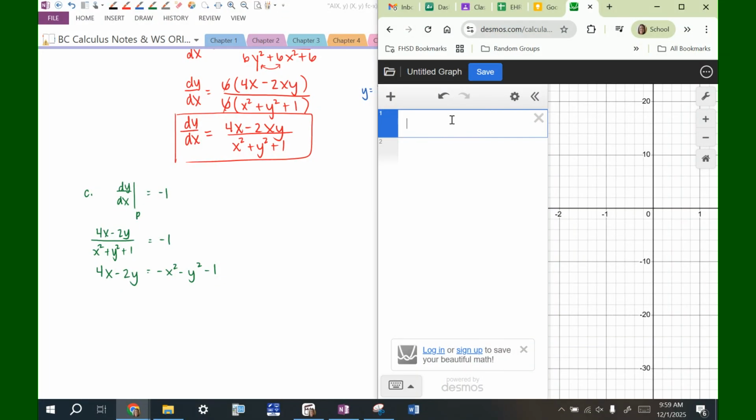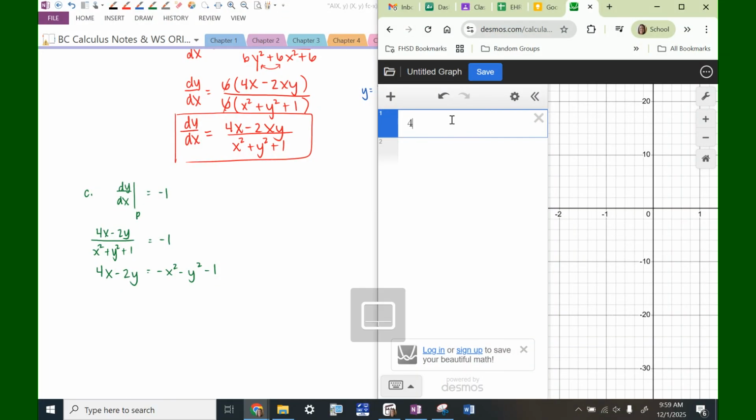Right? Like, I would just be saying, let's see what happens. I'm still learning about Desmos, so let's just see what happens. X squared plus y squared plus 1. Oh, it doesn't really like that, does it? Okay, fine. So let's see if it can do this.